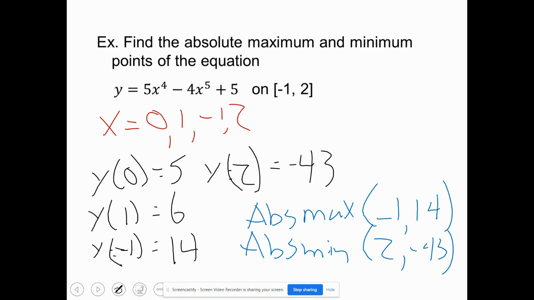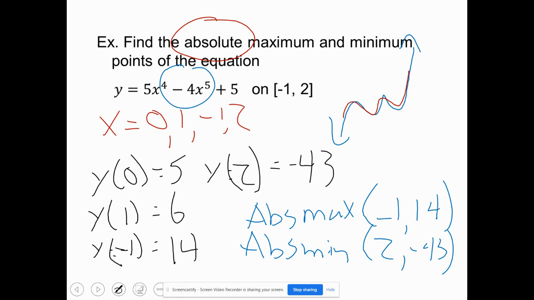If this was a graph that went on forever, this is an x to the 5th. If you remember from yesterday, we said it would change direction, so there is no absolute max or min. But as soon as you cut off the graph at some endpoints, now we do have a highest spot and a lowest spot. Think about the differences between absolute and local.